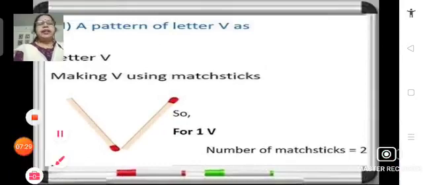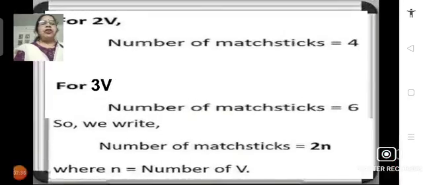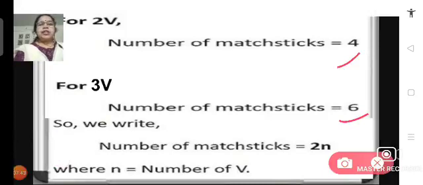For making letter V, for making one V, we need 2 matchsticks. Similarly, for 2 V's, we need 4 matchsticks. For 3 V's, we need 6 matchsticks. So what is the general rule that we can write? It is 2n. And n is what? It is the number of V's formed.